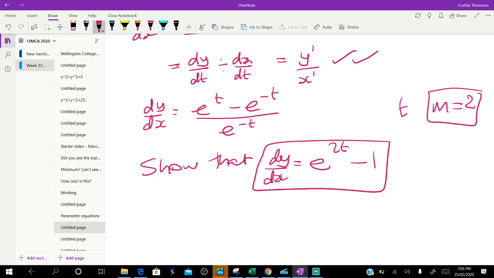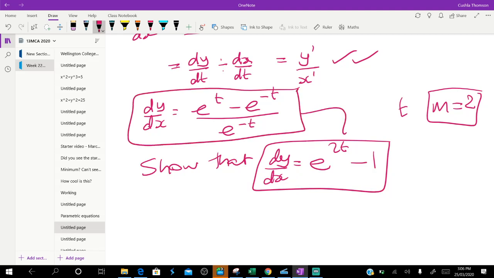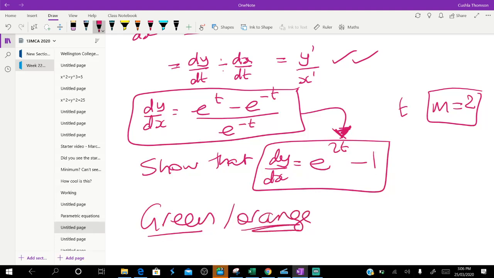Right, so I'm going to give you time now, 2 minutes, to see if you can go from here to here. So just do that in your book, and then I want you to type in, are you green or orange on doing that? So you don't have to type in how you got there, but just tell me, are you green or orange? Michael, you're asking a good question.